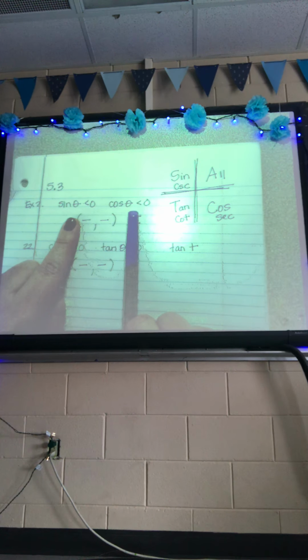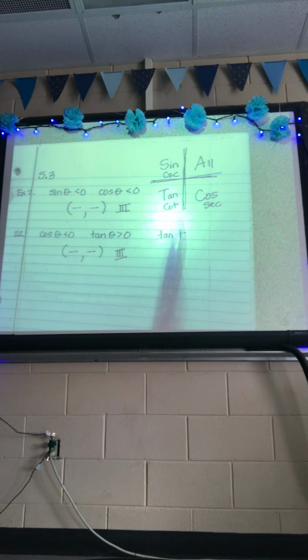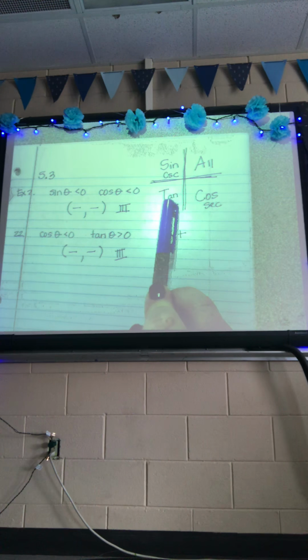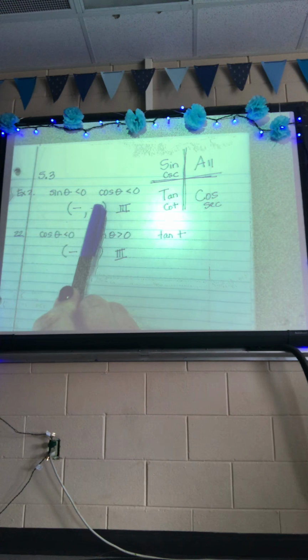Okay, you think about, listen, hush. You ask yourself, sine, cosine, tangent, what is positive? So in this situation right here, is sine positive? No. Is cosine positive? No. Is tangent positive? Sine over cosine? Yes. So what is positive? Tangent. So that's the T. So that's in quadrant 3. I don't like it. I like this way better, but whatever.